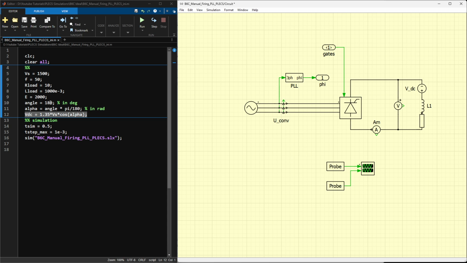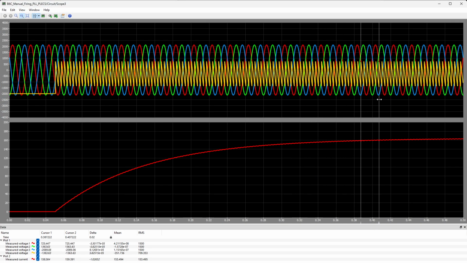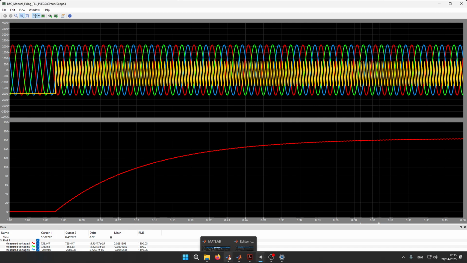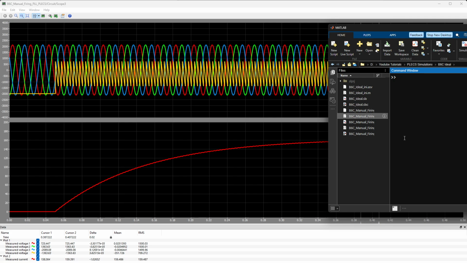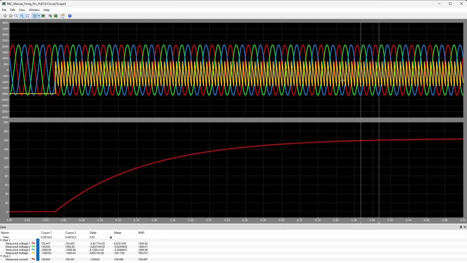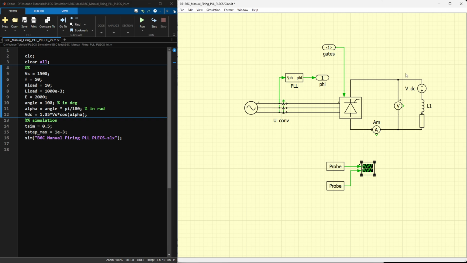If we try another angle like 100 degrees, let's check the values again. We have a DC value of minus 351, and the theoretically calculated DC value would also be 351 in magnitude. So there is a good match between the theoretically calculated DC voltage and the simulated DC voltage.